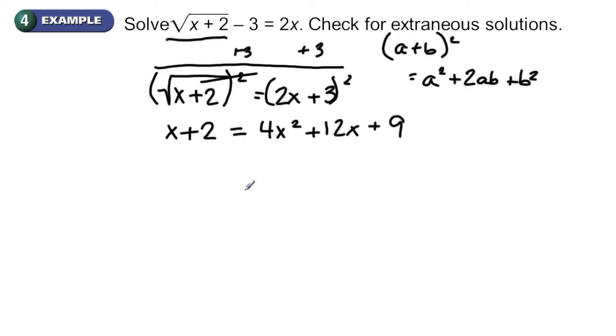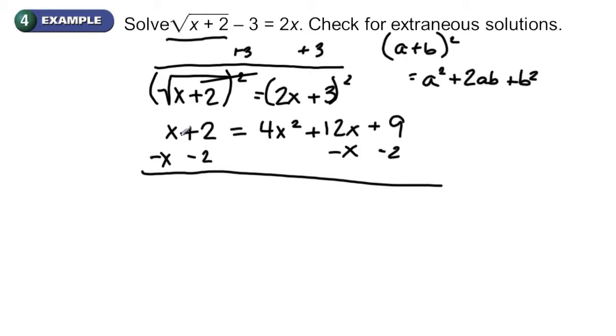We need to get all of the terms on one side. We need to solve this for 0. So I am going to leave the 4x squared plus 12x plus 9 on the right, and I am going to subtract x from both sides, and I'm also going to subtract 2 from both sides. Now this leaves me with 0 on this side. x minus x is 0, 2 minus 2 is 0. On the right, we have 4x squared. 12x minus x is 11x. 9 minus 2 is 7.